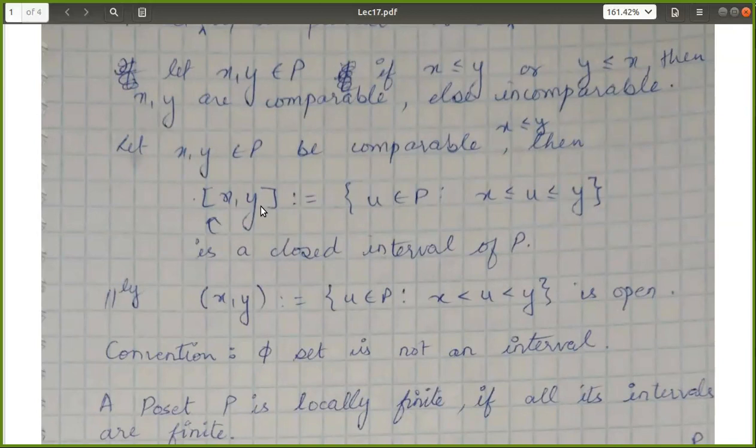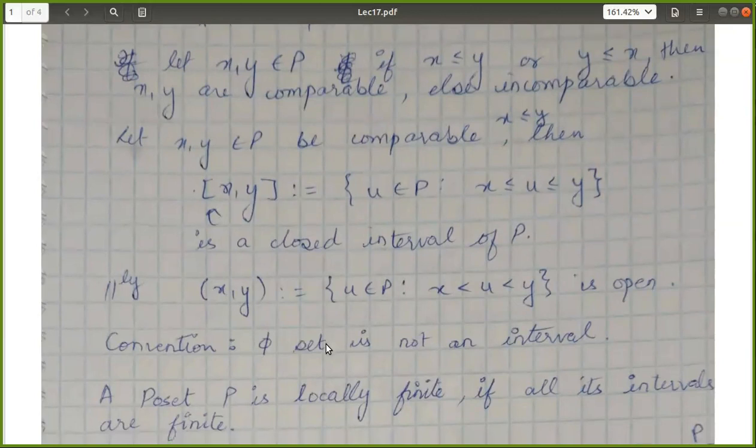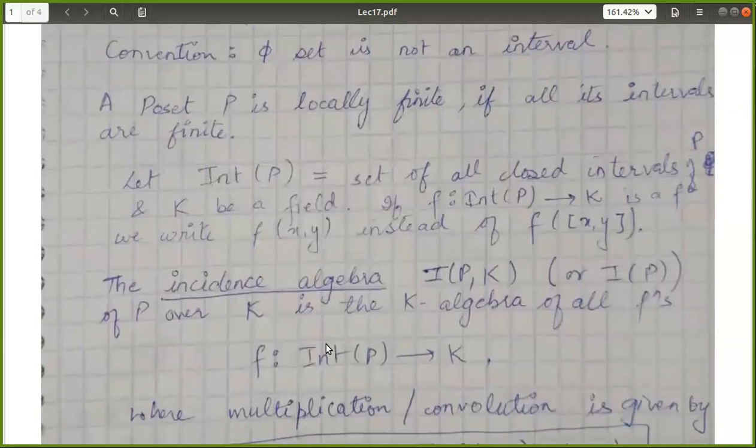Now in what we are going to do, we will consider only the closed intervals. So from now on I will not mention that we are dealing with a closed interval, but whenever I say interval, it would mean that we are dealing with a closed interval. So let's define Int P to be the set of all closed intervals of P. I have written closed here, and after this, I would simply drop the word closed, and interval would mean the closed interval.